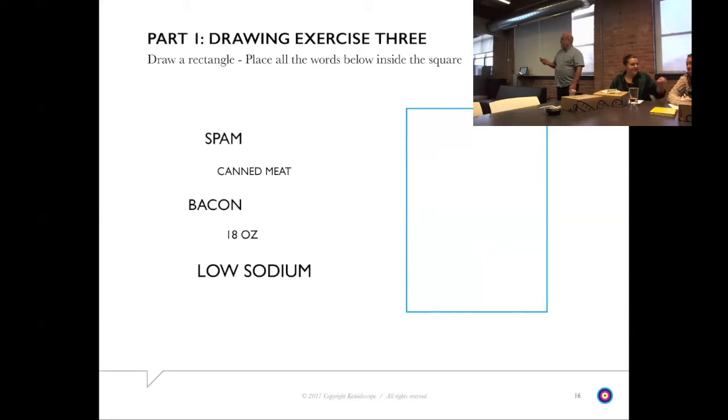All right. Can I borrow that for a second? We got Spam, canned meat, bacon, 18 ounce, low sodium. I'm drawing the things big. Are we drawing? Okay. Salty meat. It's just like a salty hot dog. Yeah, the texture's a little different, but it's the same product as a hot dog.